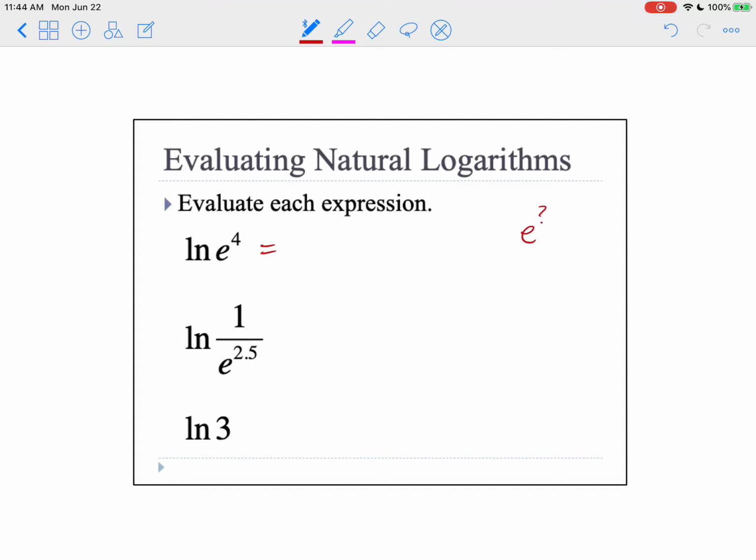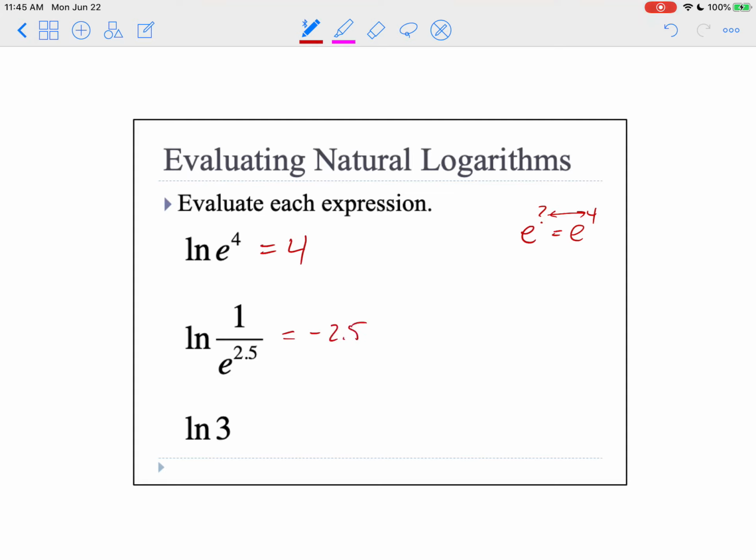What would I raise e to get e to the fourth? And hopefully you're seeing that, if I have e to the something and e to the fourth, then that something has to be 4. What would I raise e to get e to the fourth? Well, I would raise e to the fourth to get e to the fourth. What would I raise e to get 1 over e to the 2.5? Well, that would be negative 2.5.